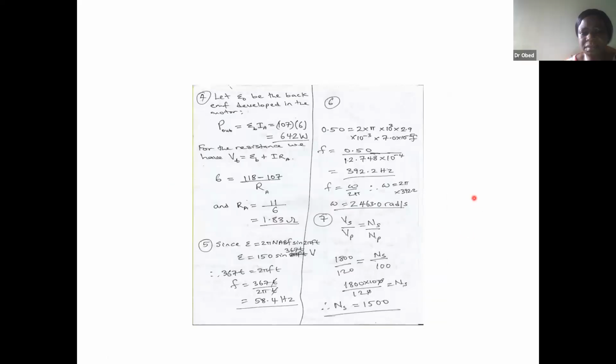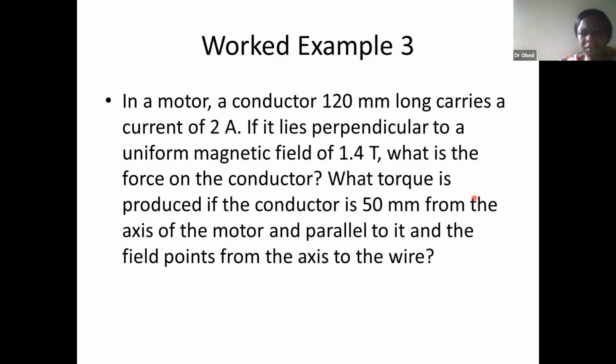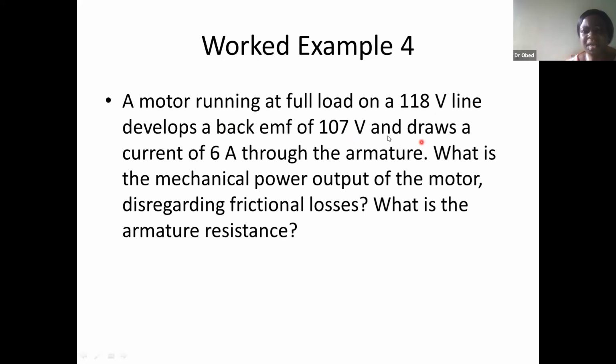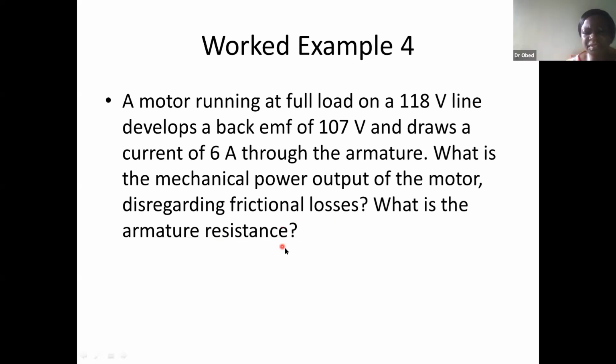So let's go on back to question 4. Example 4, first lecture, says a motor running at full load on a 180 volts line develops a back EMF of 107 volts and draws a current of 6 amperes through the armature. What is the mechanical power output of the motor, disregarding frictional losses? What is the armature resistance?